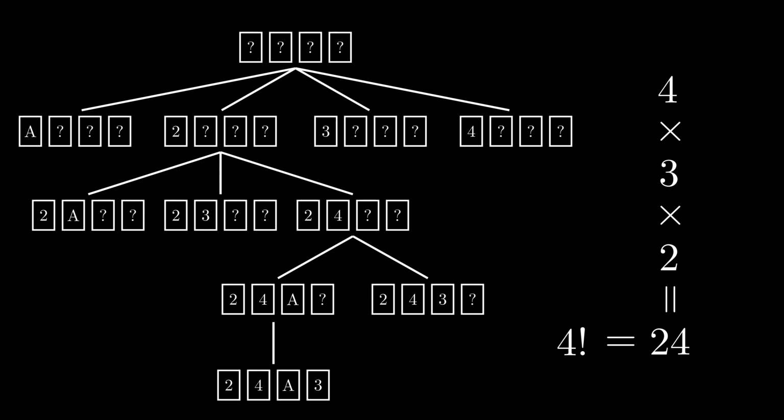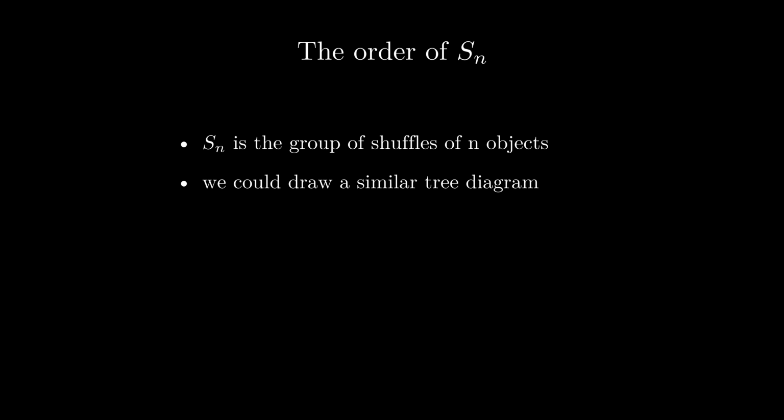So can we generalize this result? Well, Sn is the group of shuffles of n objects. We could draw a similar tree diagram with n levels, leading to n factorial possible shuffles. So in general, the size of Sn is n factorial.